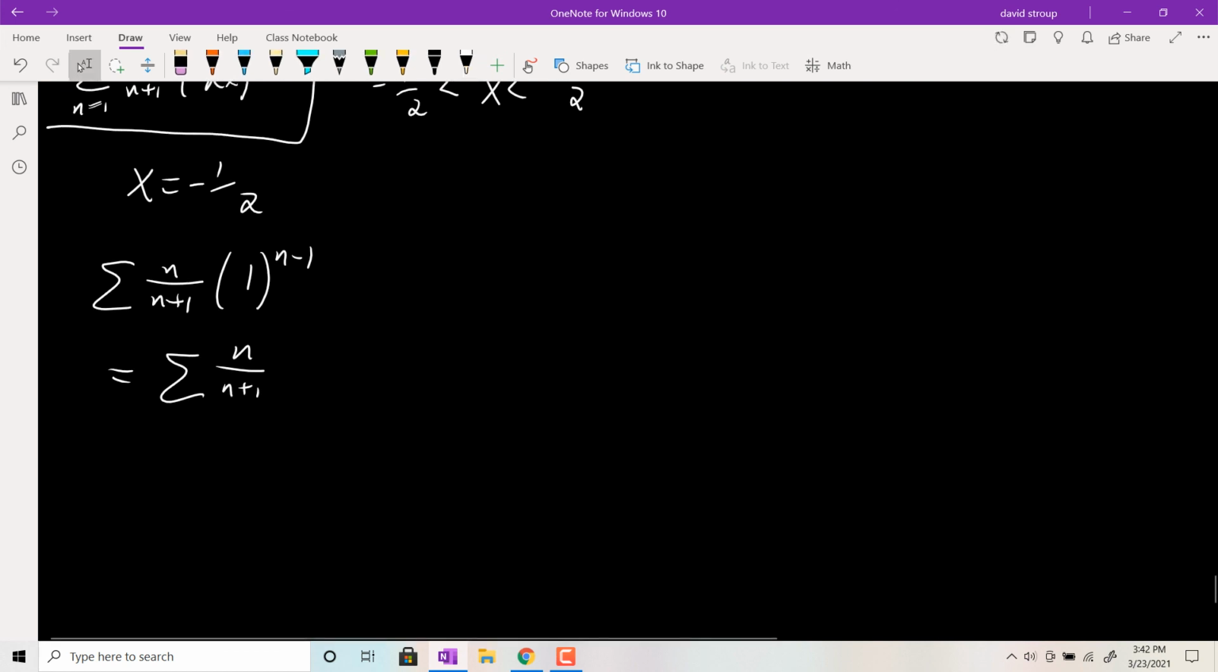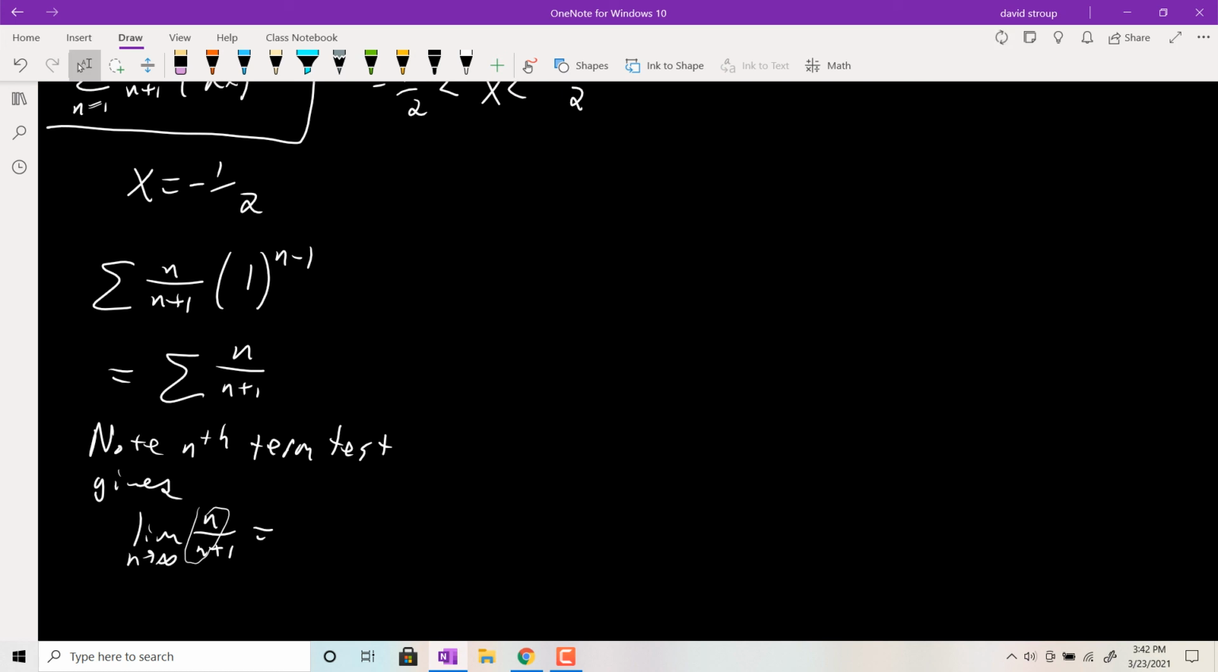And if you do the nth term test on that thing, you're going to see it's divergent. Okay, so note, the nth term test gives the limit of n over n plus 1. That's just 1, right? Because you're just taking n over n. That's not equal to 0, hence it's divergent. Okay. If it doesn't equal 0, it's divergent. If it equals 0, it doesn't mean anything. It means try something else.